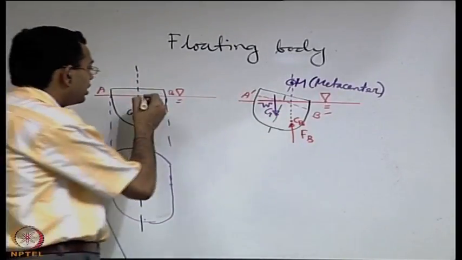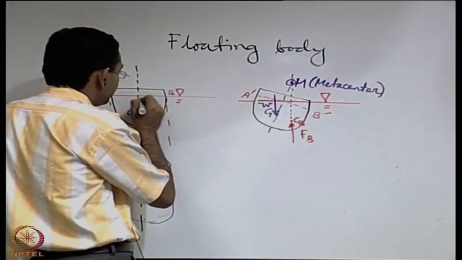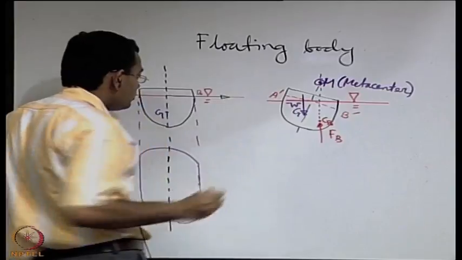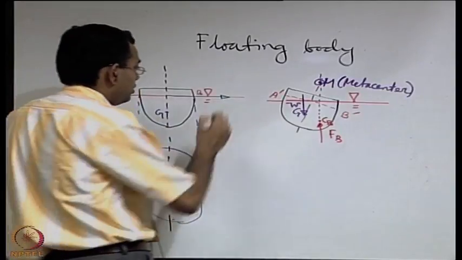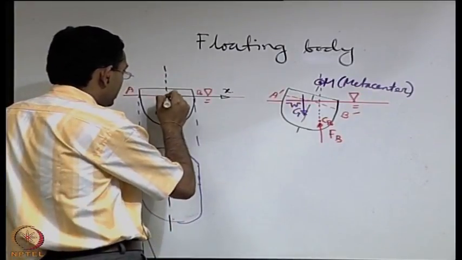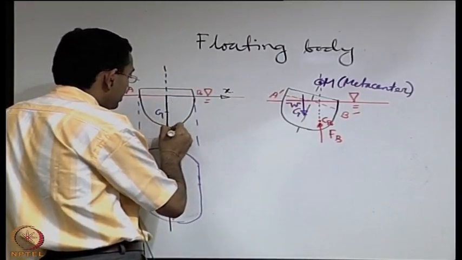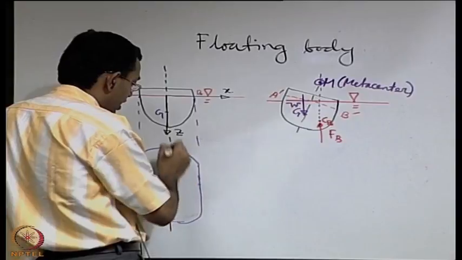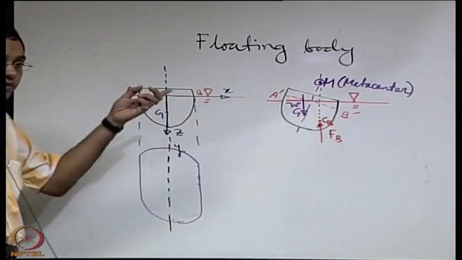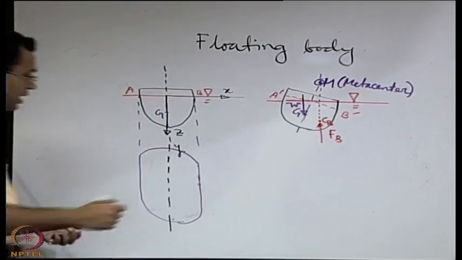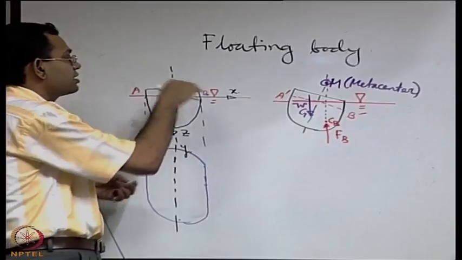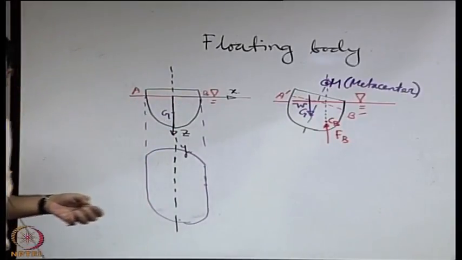To look into more details, we will set up some coordinate axis. Say we have x axis like this, say we have z axis like this, and the y axis is perpendicular to the plane of the figure. So the y axis is this dotted line which represents an axis in the other view.